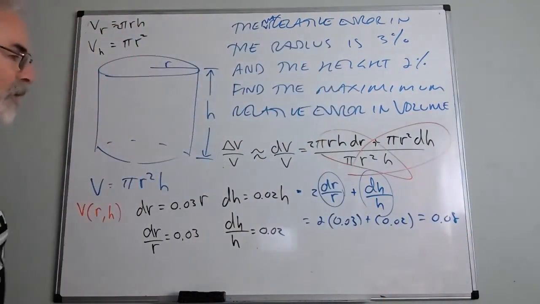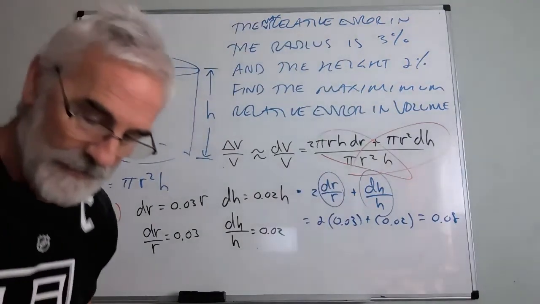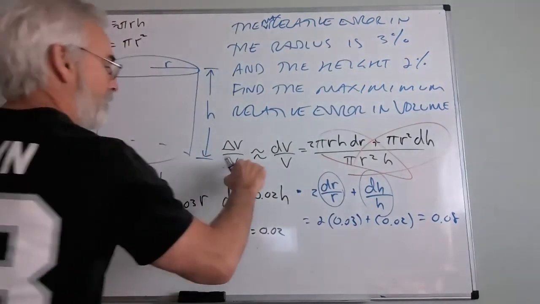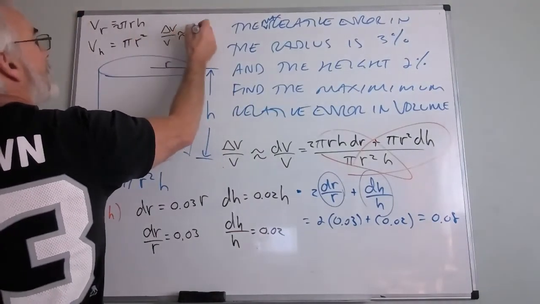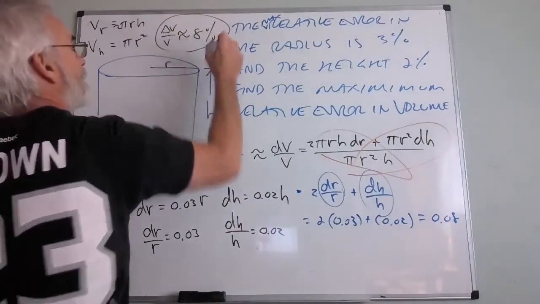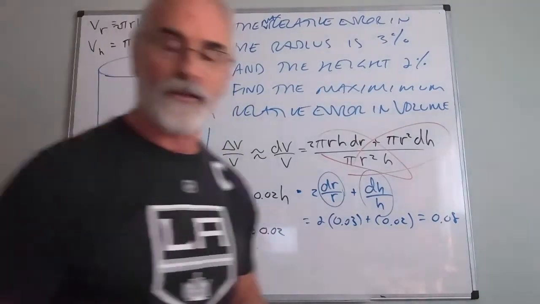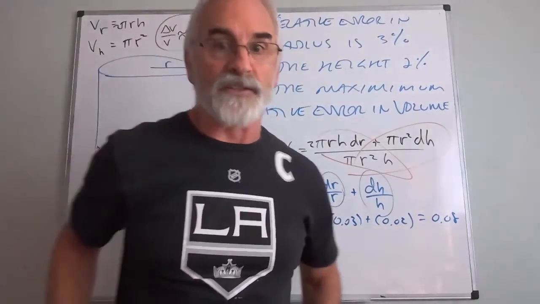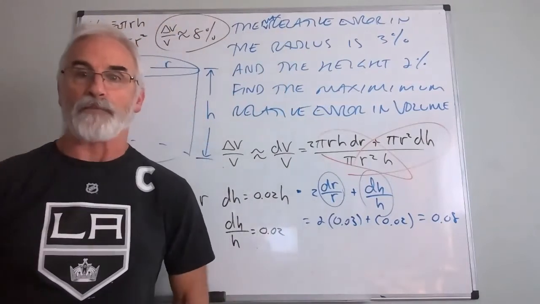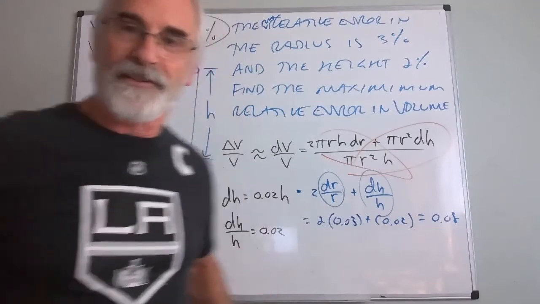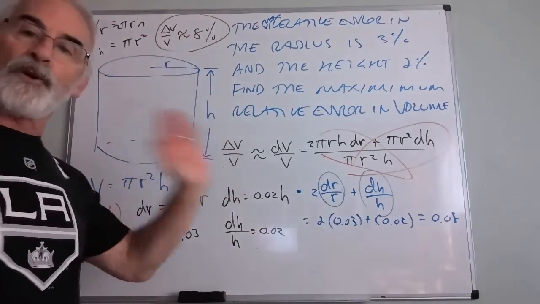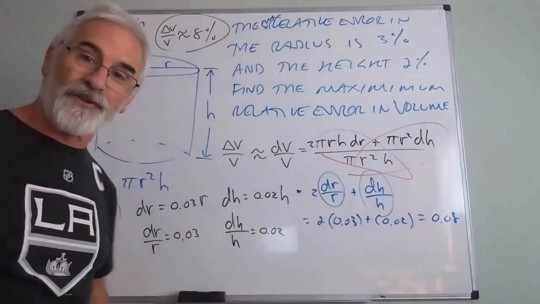Now, how do I interpret that? What does that actually mean? That means the maximum relative error can be estimated at 8%. Is it exactly 8%? It's not exactly 8%, but it might be 8.00001 or 7.99999. It's essentially 8%. But I got there without having to take multiple measurements and looking at all the extremes and all that. It was kind of cool.